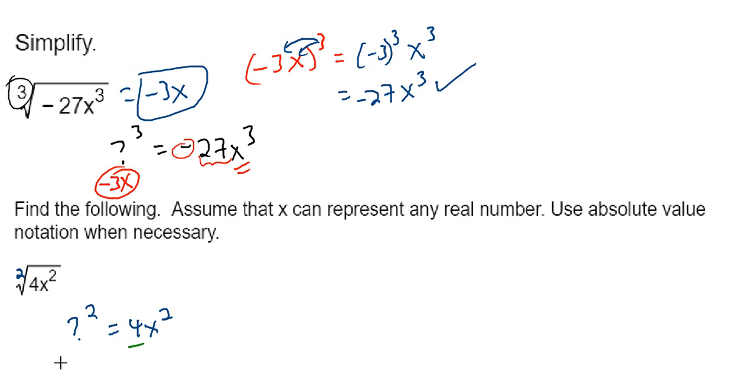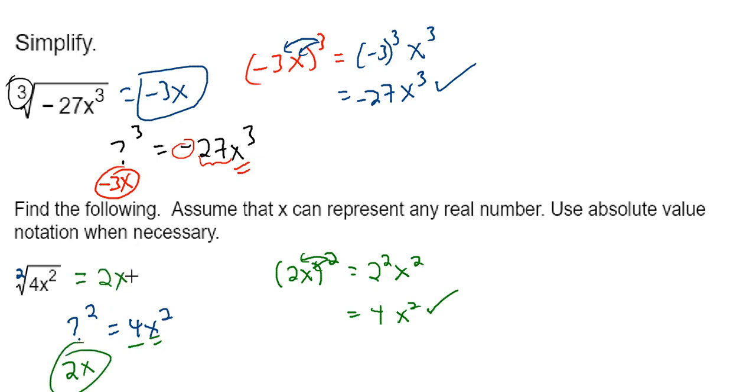So to get the 4, I would need a 2 here, right? 2 squared will give me 4. And to get the x squared, I would need an x here. x squared is going to give me x squared. So, again, we can test this out. 2x to the second power. Again, we distribute the exponent, so we get 2 squared, x squared. 2 squared gives me 4, and then the x squared just copies down, so it matches up to the thing that I want it to match up to. And so the answer here is going to be 2x. 2x is the thing that we want to square to give us that expression.